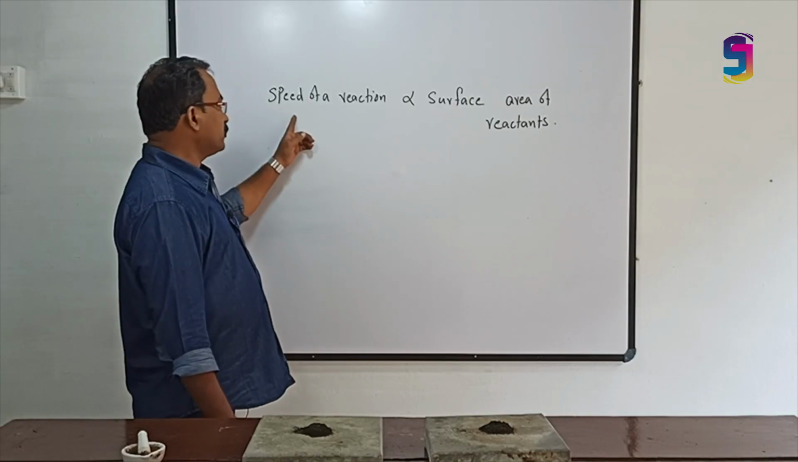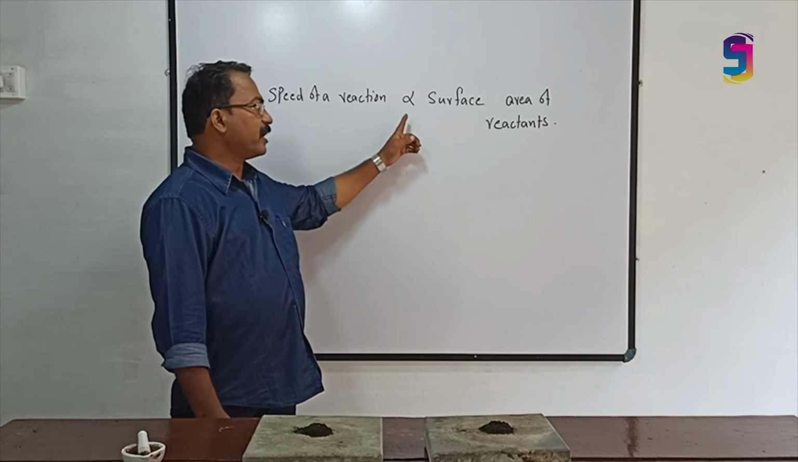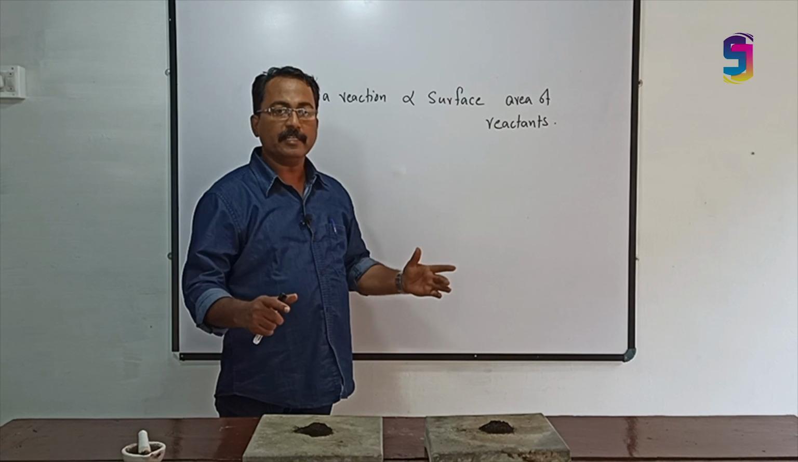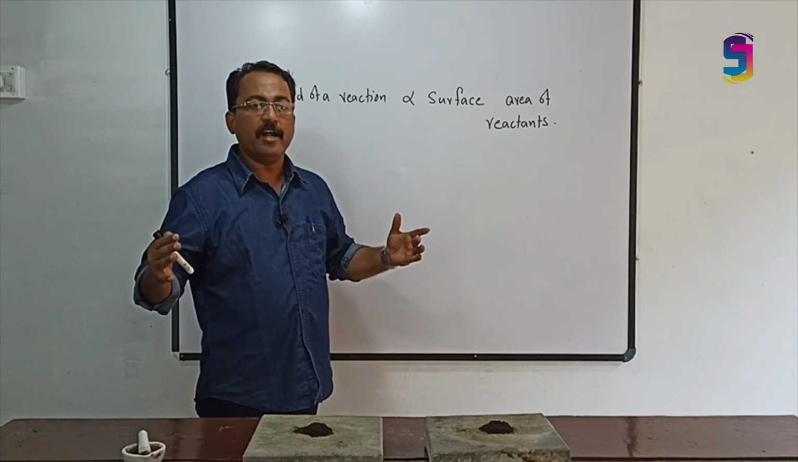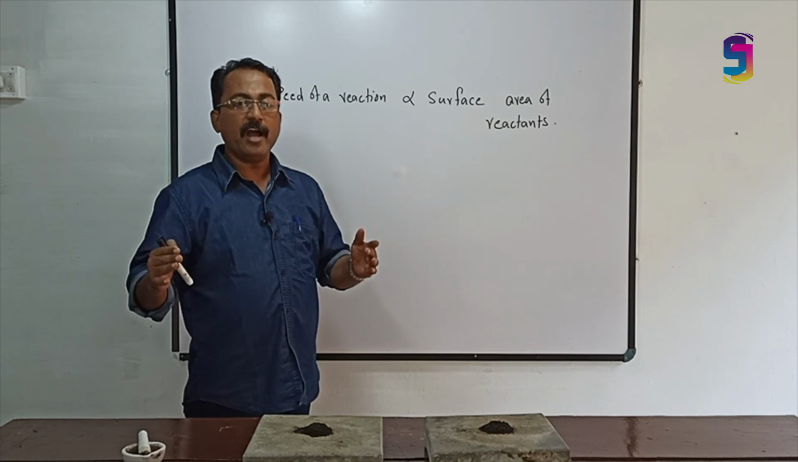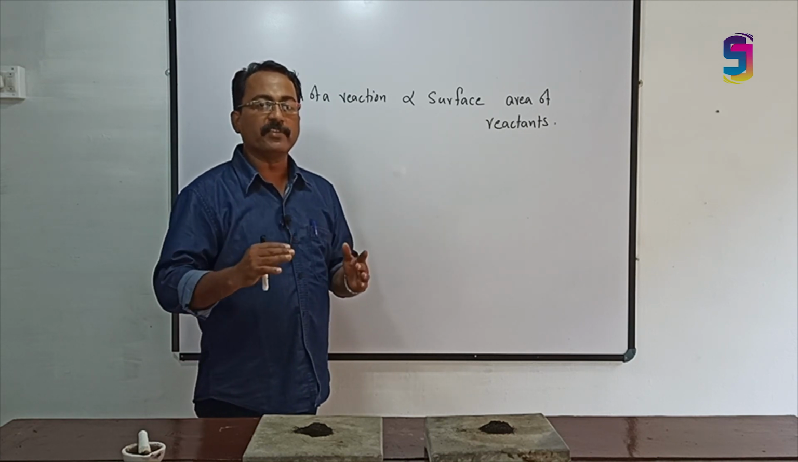The speed of a chemical reaction is dependent on the surface area of the reactants. I shall demonstrate the same reaction with two surface areas of potassium permanganate. We shall go to the lab. Actually, the speed of a reaction is directly proportional to the surface area of the reactants. Here, I am doing the same experiment, one with increased surface area and one with ordinary surface area.